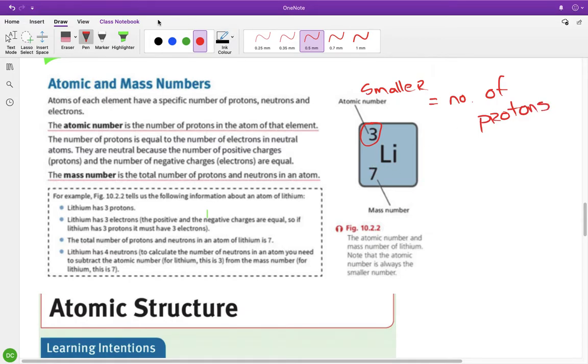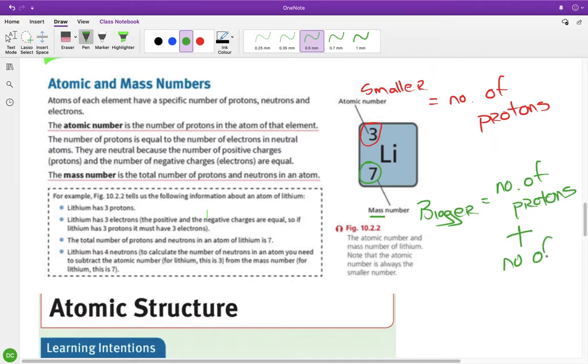The bigger number then is called the mass number, so that's your bigger number. And that tells you the number of protons plus the number of neutrons. Okay, so if we do this, and they've done it here, but I'll just do it with you. So to break this apart for lithium, the atomic number, or the small number, is 3, which means we know lithium has 3 protons.